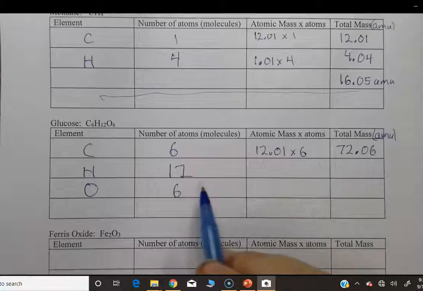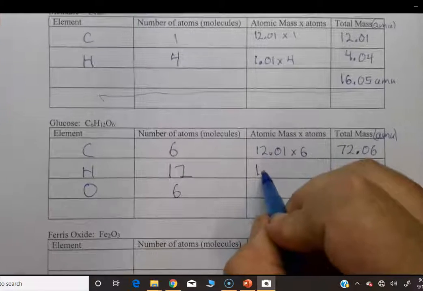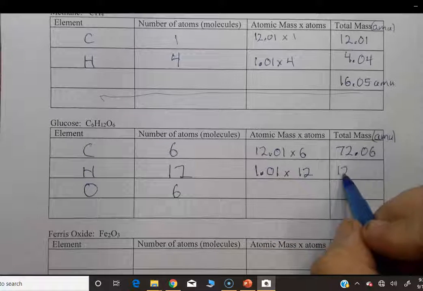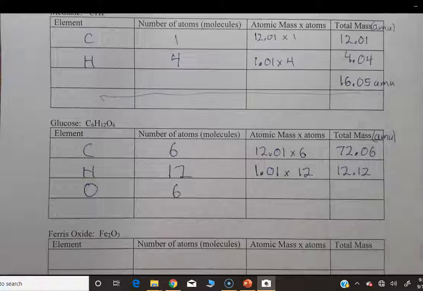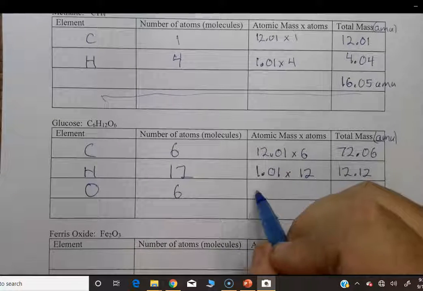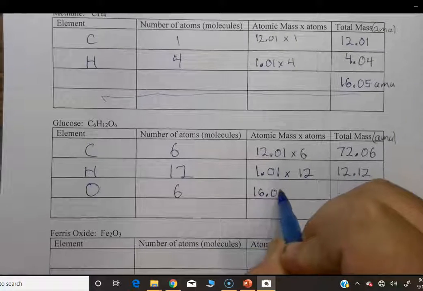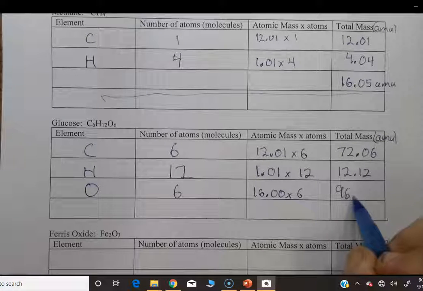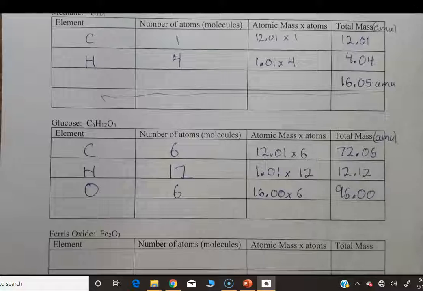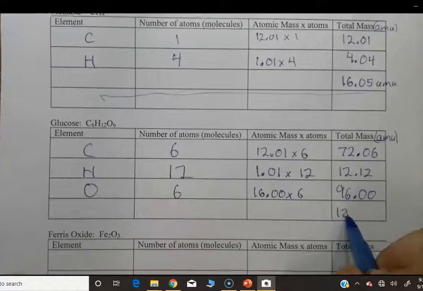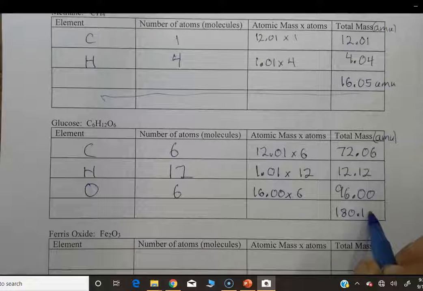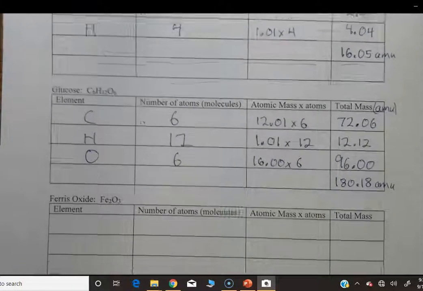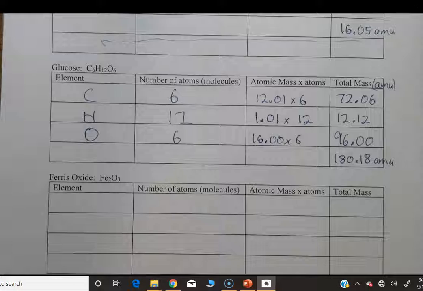Okay, next is hydrogen, 12. Well, 1.01 is the mass, times 12, the number of atoms. And that's going to give us 12.12. That's the atomic mass for the 12 hydrogens. And finally, we've got oxygen, which is 16.00 times 6 oxygen atoms. You multiply that, you get 96.00. And if you add all those up, you end up with 180.18 atomic mass units is the mass or the weight. We can use those words interchangeably in chemistry for a glucose molecule.